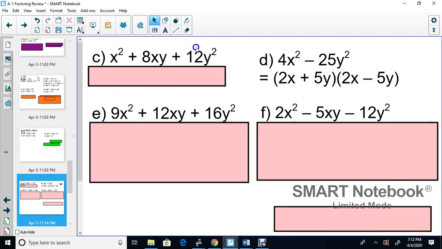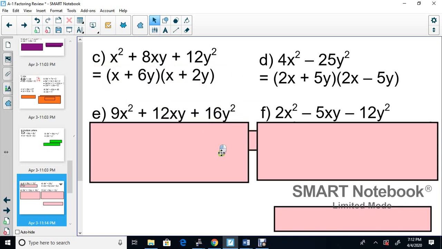Okay, I look at this one. This is a sum and product. You've got to figure out what two numbers multiply to give you 12 and add to give you 8. Well, the two numbers are 6 and 2. So 6 times 2 is 12, and 6 plus 2 is 8. Now I'm trying to figure out which of these is the perfect square. Oh, 3 times 3 is 9, 4 times 4 is 16.